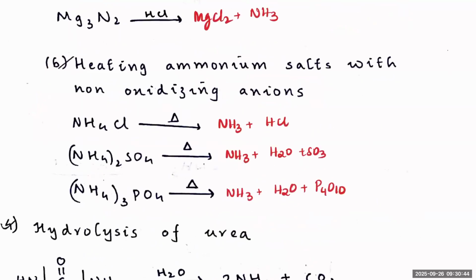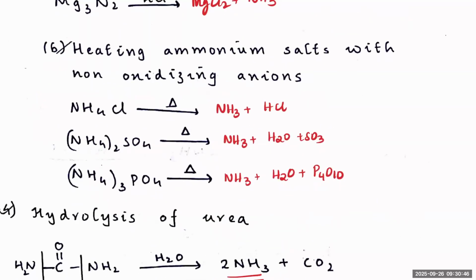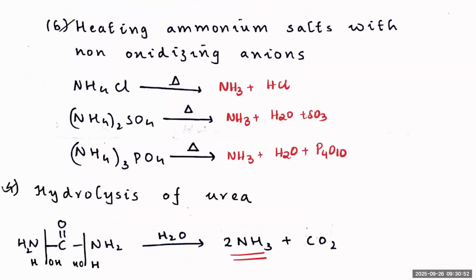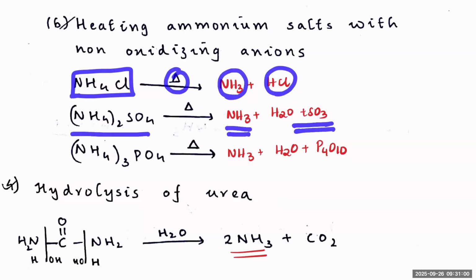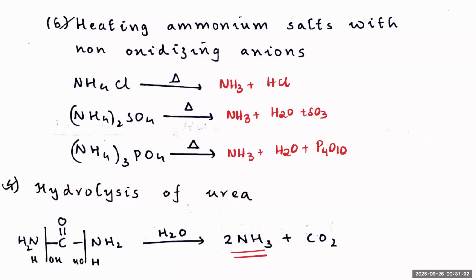Next, heating ammonium salts with non-oxidizing anions. Just now we have noticed that. If you have ammonium chloride, on heating we can get ammonia plus HCl. And ammonium sulfate can also become ammonia plus SO3 here. Phosphate can also become ammonia plus P4O10. Got it?